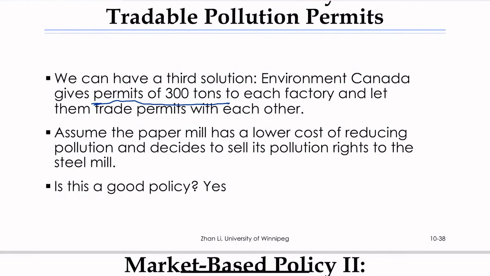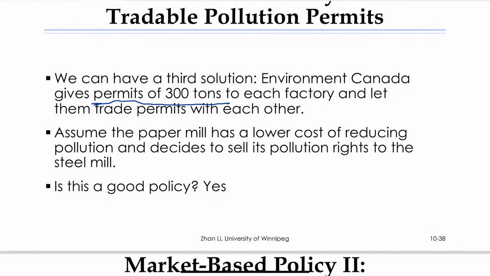But think about this. Let's say each firm has this permit of 300 tons. And let's say the firms can actually trade permits with each other. That is, maybe some firm has very good clean technology. So for this firm, it's always better to reduce the pollution level instead of using this permit. So in this case, maybe the firm with better clean technology will want to just sell some of the permits to the other firm which has worse clean technology, right?